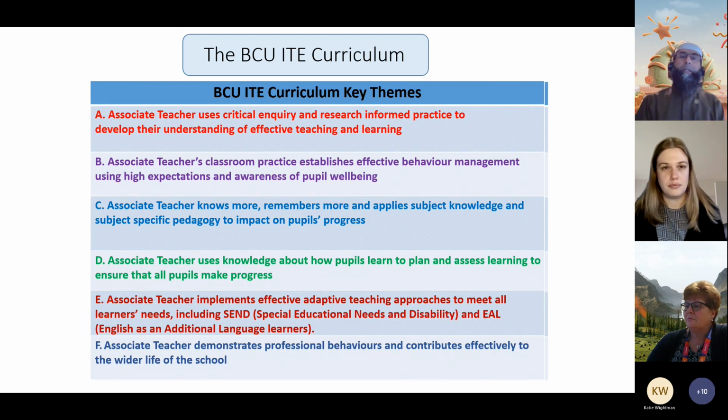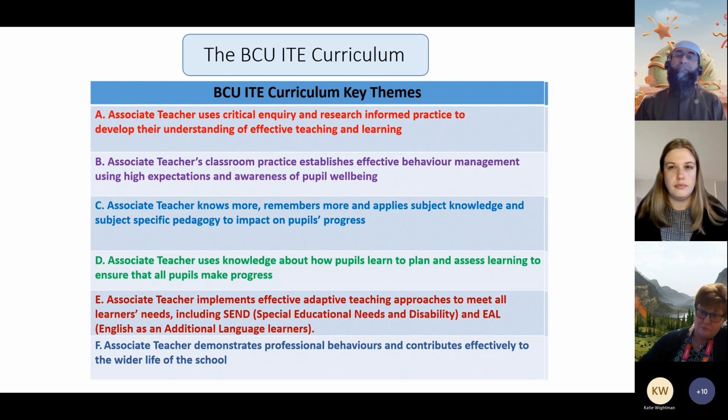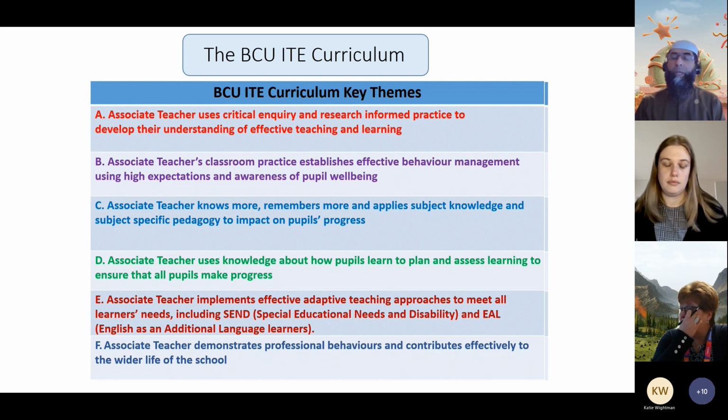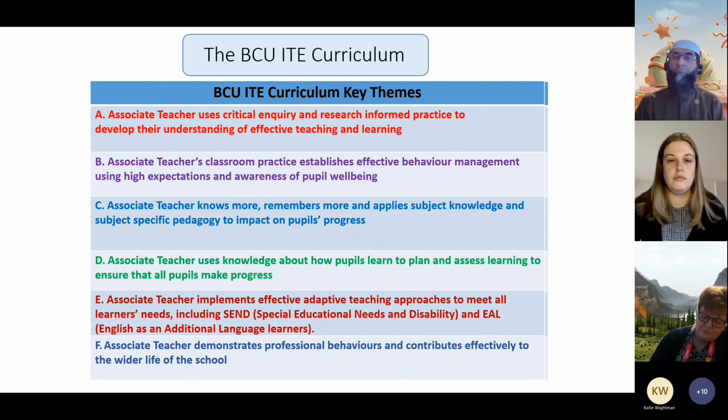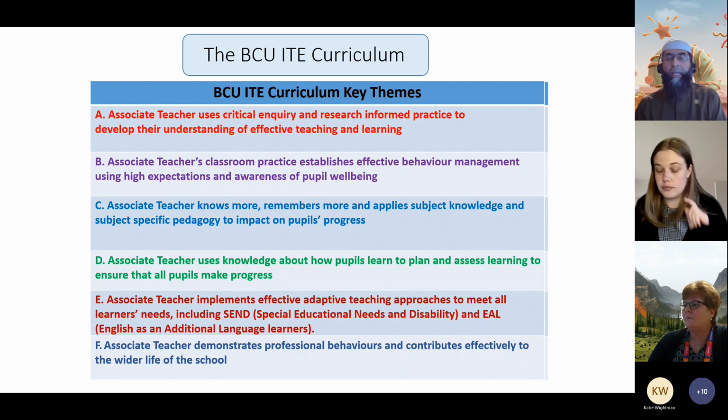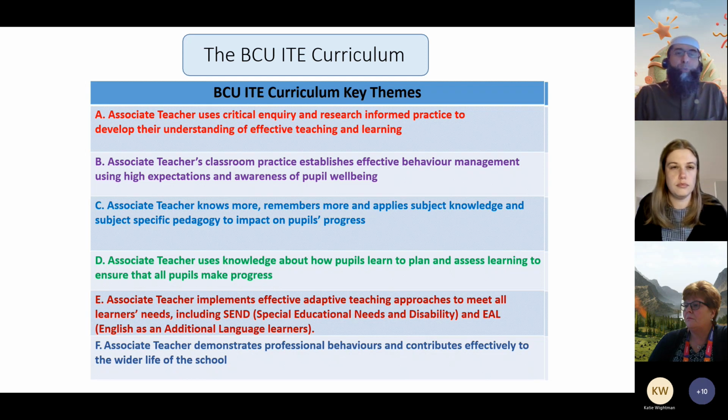So, colleagues, this is the outline of the key themes that are informing the BCU Initial Teacher Education curriculum, and it permeates all our documentation. It permeates our curriculum. It permeates our tracker system. It permeates our school-based work. Basically, this is informing what we intend our teachers to become.